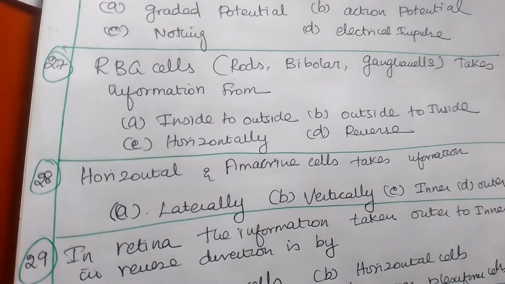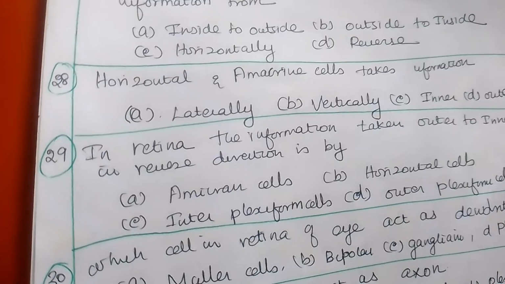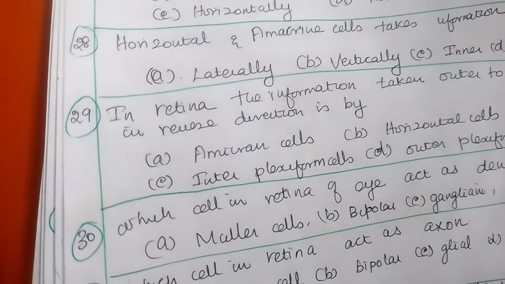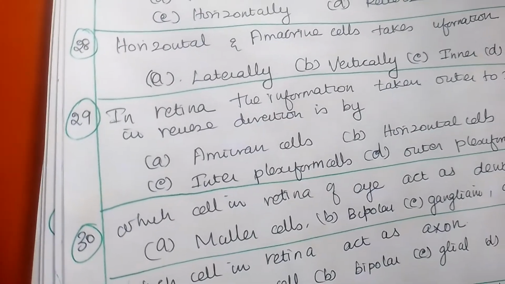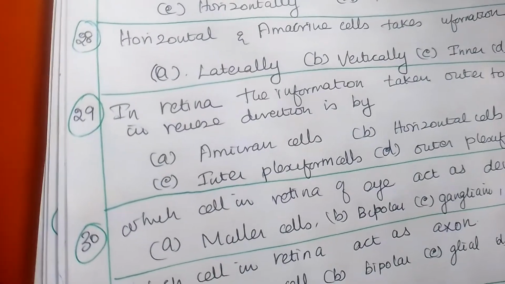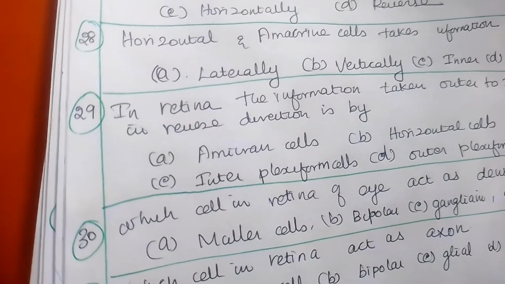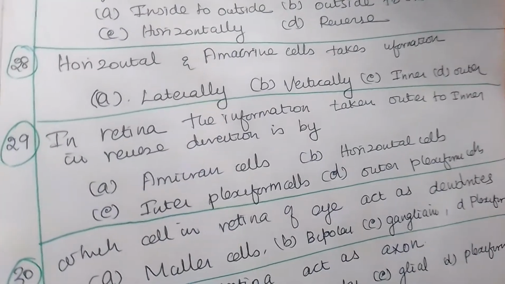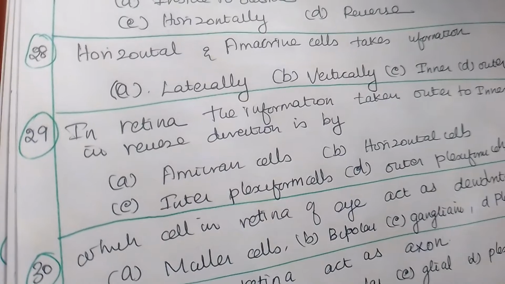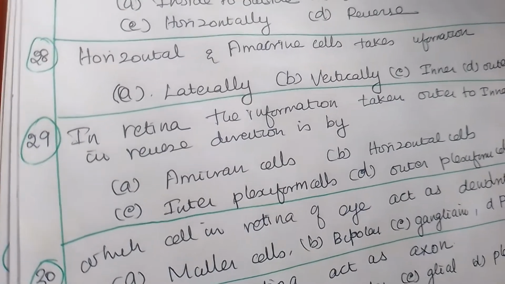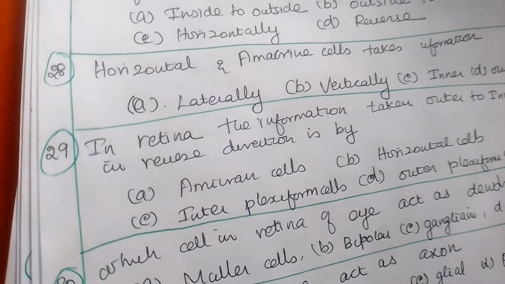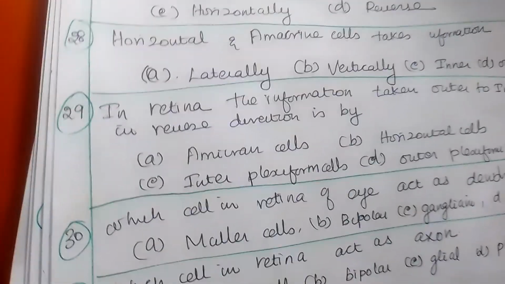In the retina, information taken from outer to inner in the reverse direction is by which cells? A. Amacrine cells, B. horizontal cells, C. inner plexiform cells, D. outer plexiform cells. Yes, the answer is interplexiform cells. In the picture we might have seen them connecting both and marking as I, the interplexiform cells.